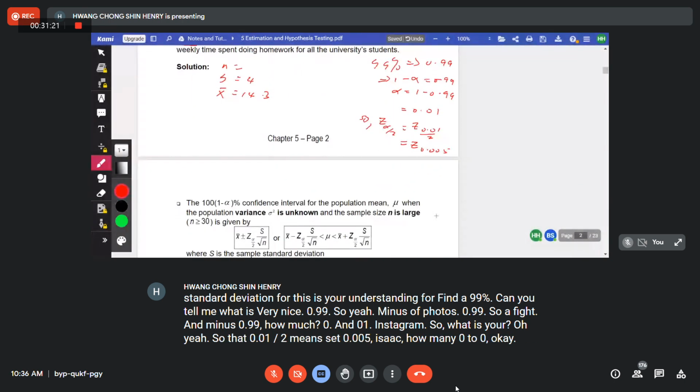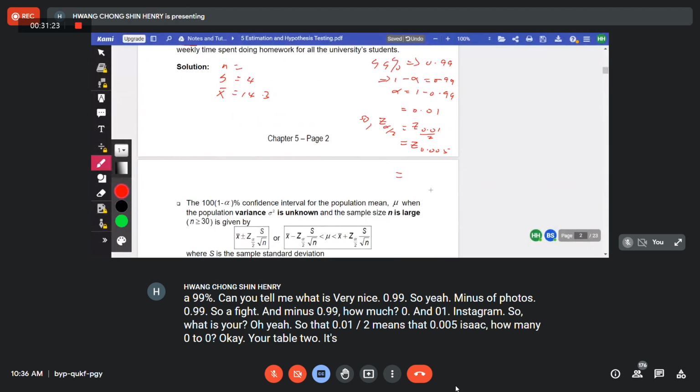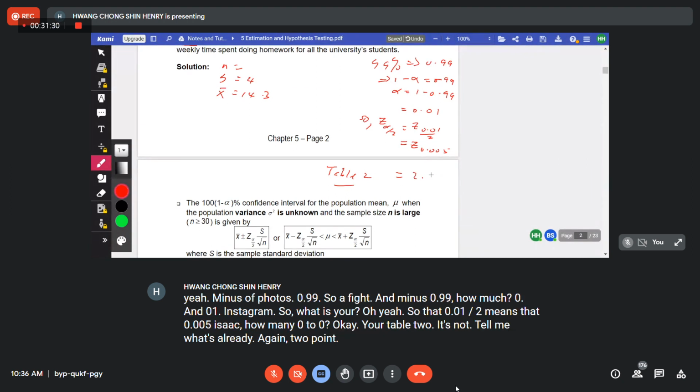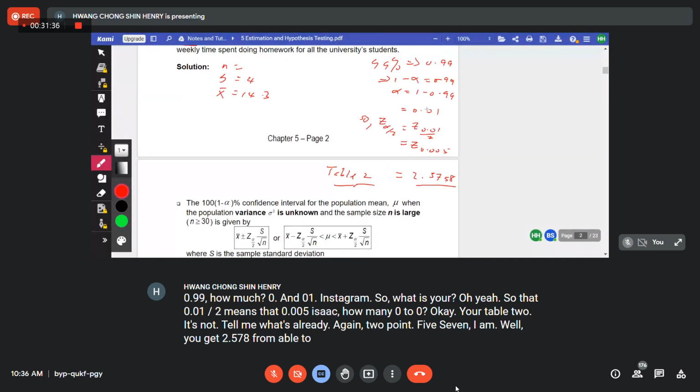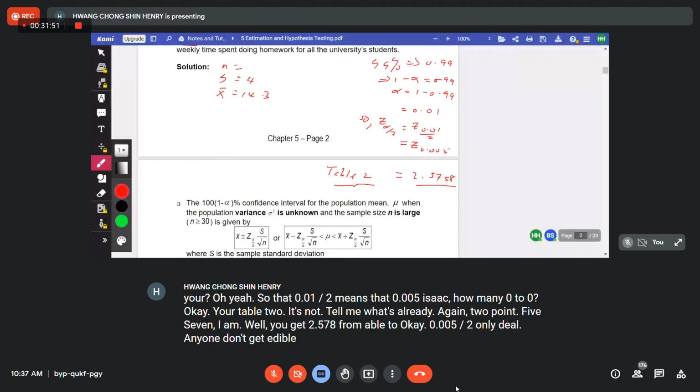Okay, your table 2. Can someone tell me what's the value? 2.5758. And when you get 2.5758 from table 2, look at 0.005, divided by 2 only. Anyone to get at home? 2.5758.